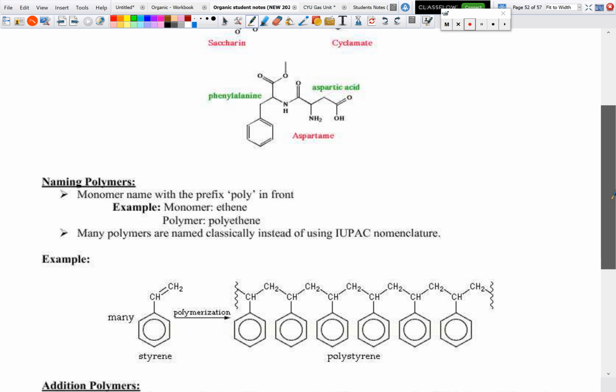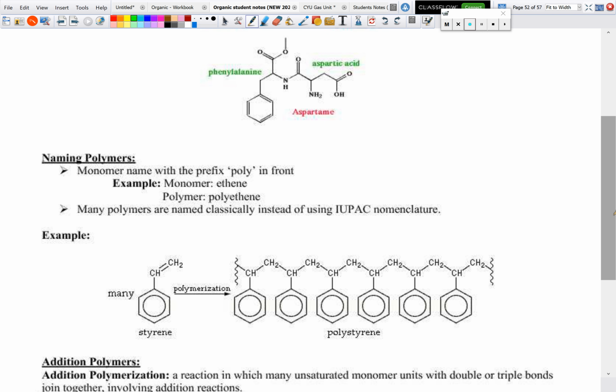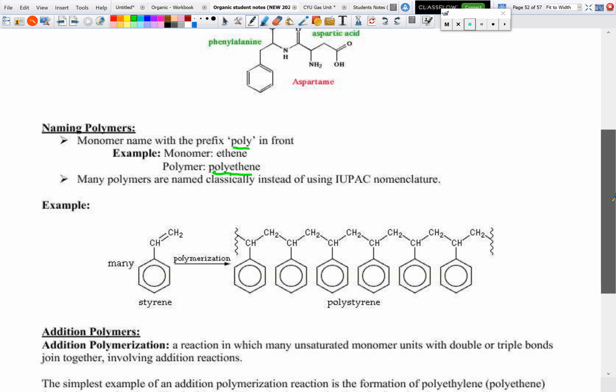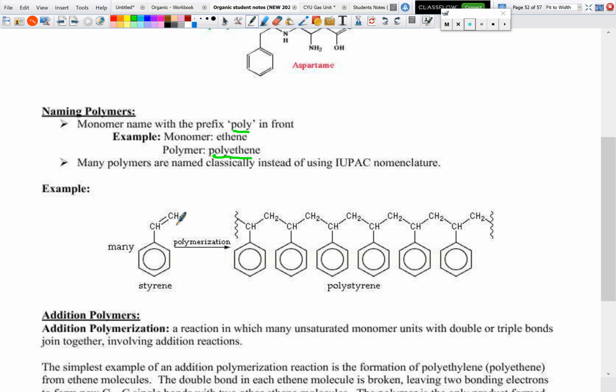So when we get to actually naming the polymer, it's not too bad. As long as you know the monomer name, all you need to do is stick poly in front of it. So for example, if your monomer is ethene and you form a polymer out of it, you then create polyethene. Many polymers are named classically instead of in the IUPAC nomenclature, and that just means that the classical naming is kind of like the acids and stuff like that. It's just names that scientists have come up with. So for example, normally we would call this one right here phenylethene, but its common name is styrene.